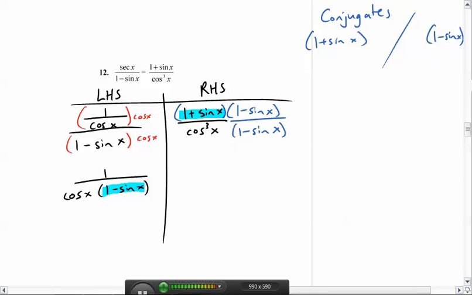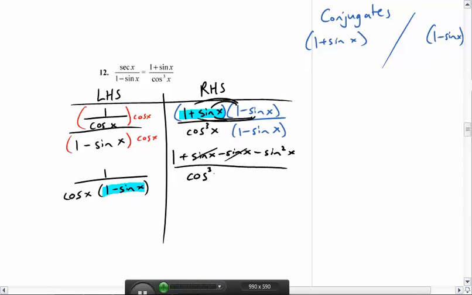So I'm going to expand the numerator. 1 times 1 is 1. 1 times sine is sine. Negative sine times 1 is negative sine. And negative sine times positive sine is negative sine squared. So the middle terms cancel off. I'll leave the denominator in factored form.